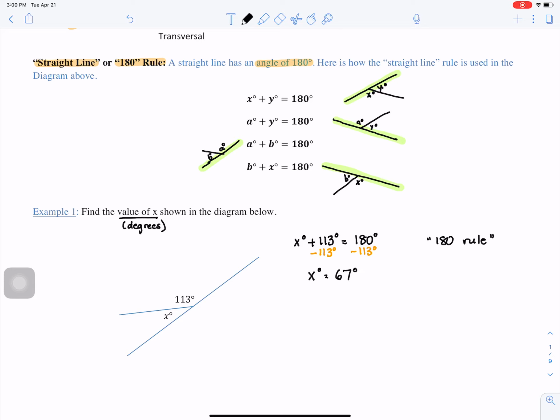Hopefully this should make sense, because if I start on one end of the line and I draw a half circle all the way until I get to the other end of the line, we know that that forms 180 degrees.